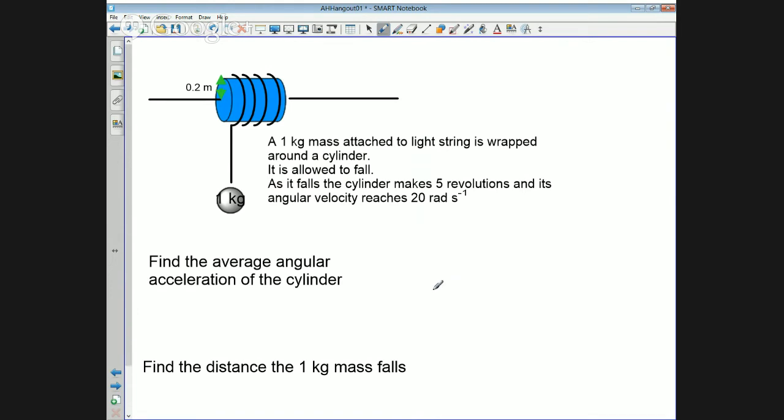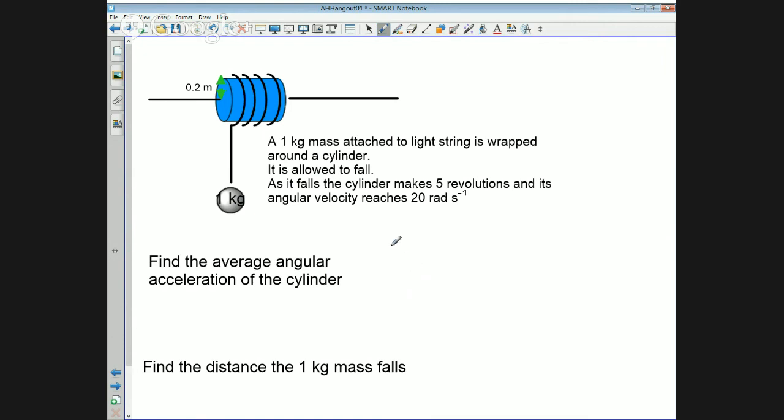It's been asked quite a lot now in Advanced Higher, so we have to be really ready for questions like this. And it looks complicated to start with, but all we've got to know is that when the 1 kilogram mass begins to fall, the loops of wire are going to unwind, and you're going to have the mass falling. So the first question is very straightforward. It says, find the average angular acceleration of the cylinder. Now don't worry when you see the words average angular acceleration, because in this particular case it will be changing slightly as the mass falls.